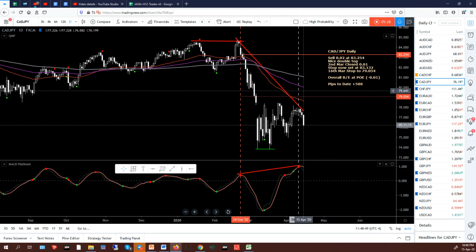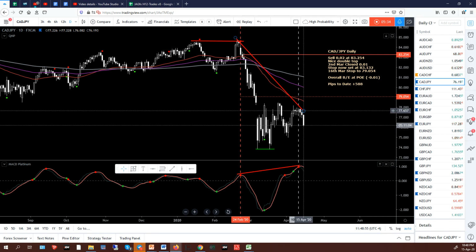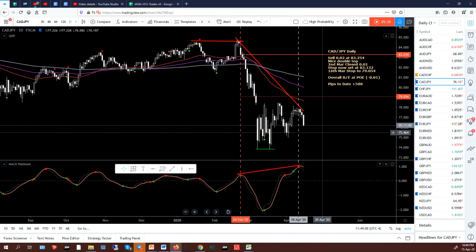And this is a stop in place for that sell, and it looks like there might be another sell signal tomorrow. And with this possible hidden bearish divergence, I'll take the second sell and go again. MACD platinum's above the zero level, so it's all good.